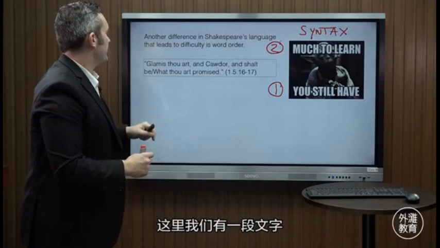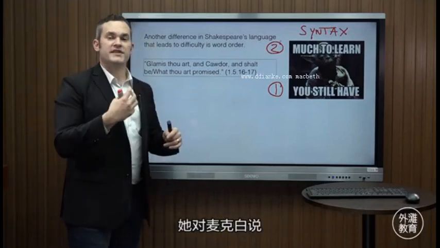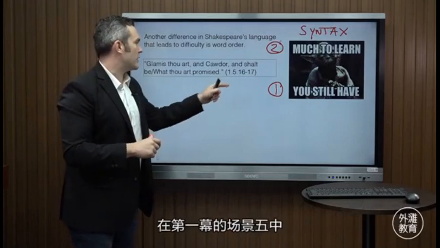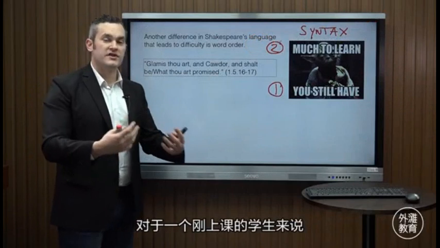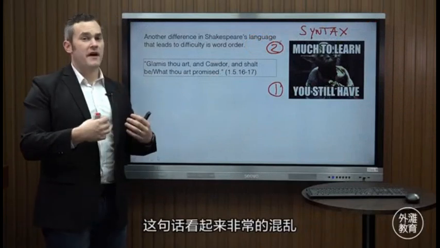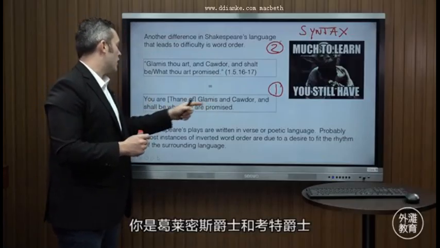Right here we have a line from Lady Macbeth, where she's speaking to Macbeth in Act 1, Scene 5. "Glamis thou art, and Cawdor, and shalt be what thou art promised." So to a new student, this sentence can seem very, very confusing. But we can unpack it, and we realize the reason why it's confusing is because of the word order. All this really says is, you are thane of Glamis and Cawdor, and shall be what you are promised.